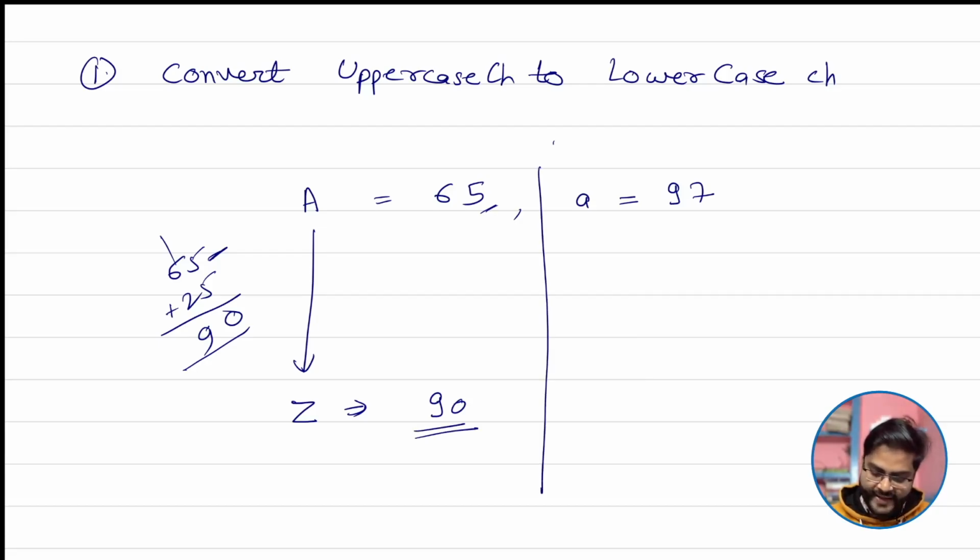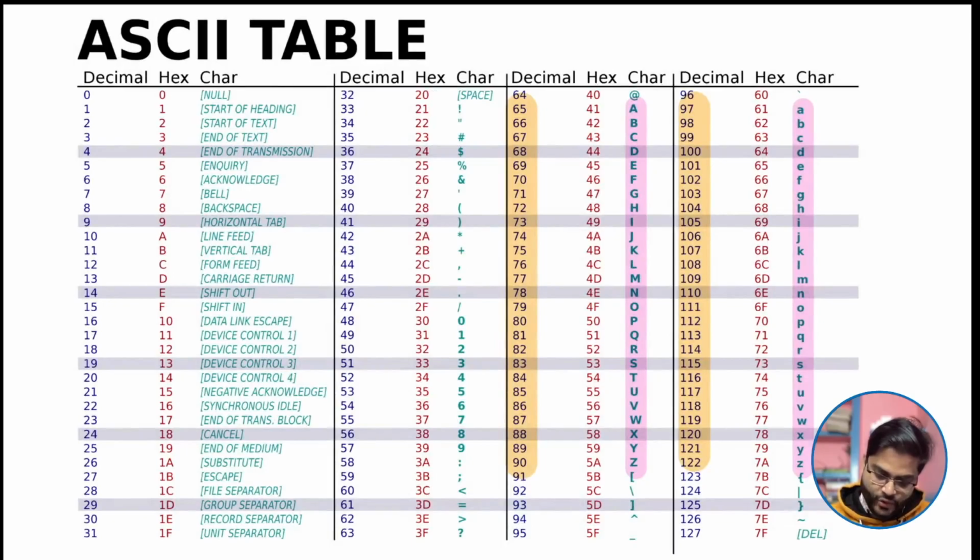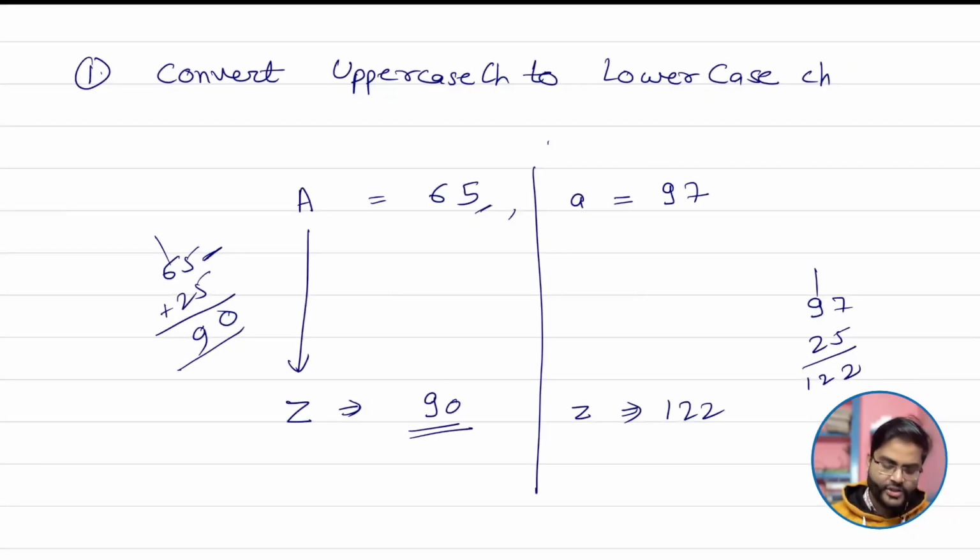Similarly, if you want to find the ASCII value of small z, you can add 25 to 97. 97 plus 25 will be 122. So this will be 122. You can verify it. So it is 90 and it is 122, right? That's how you can find all these values based on the numbers.